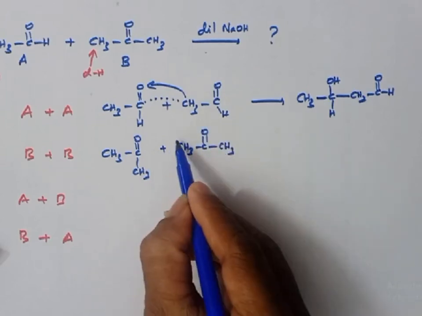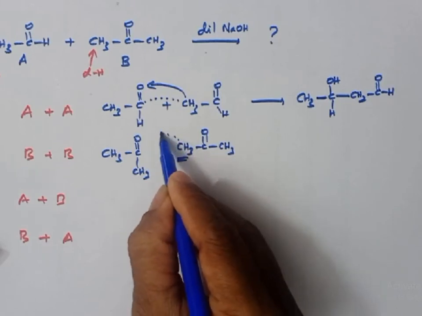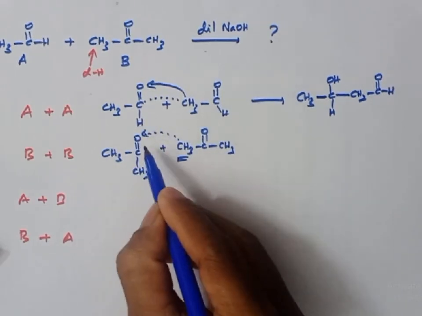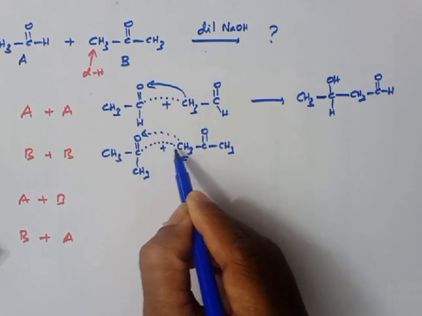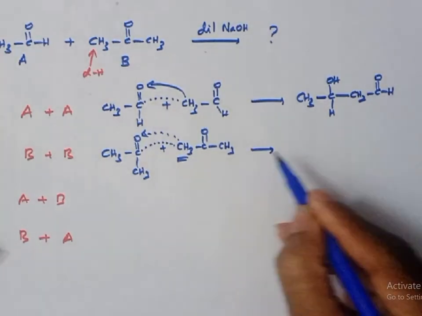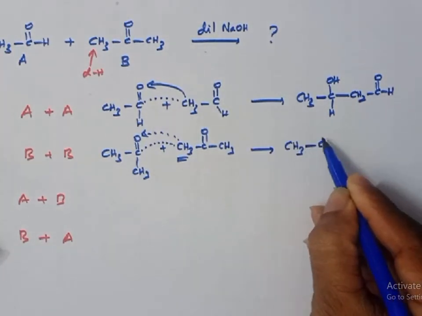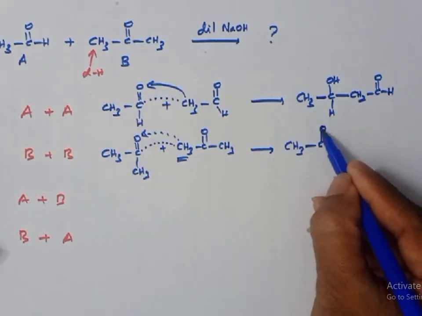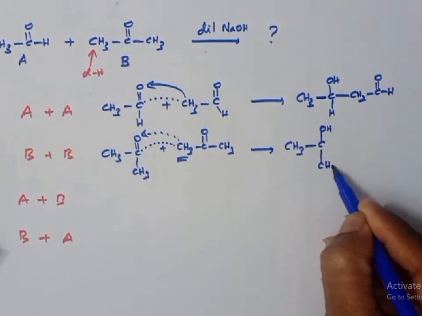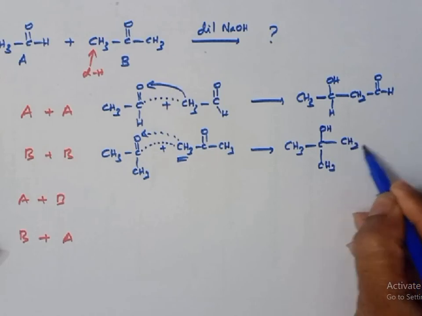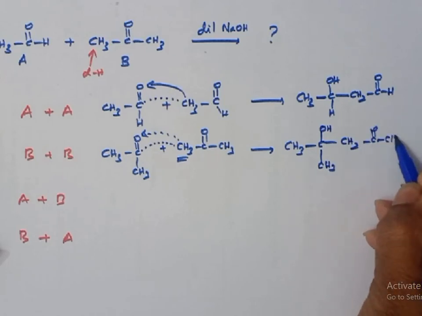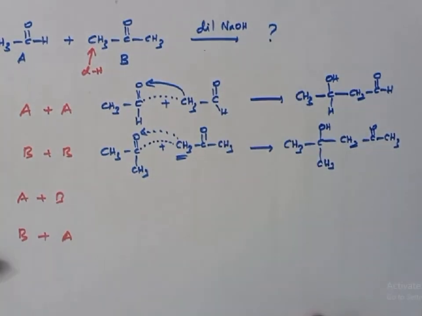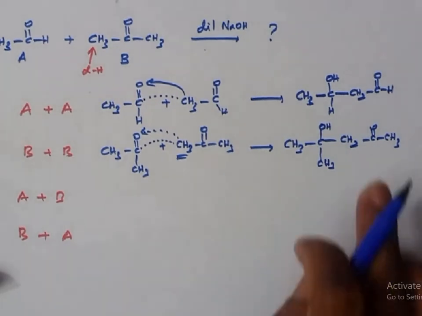What will happen? From this alpha carbon, you transfer one hydrogen to the oxygen and then connect the carbonyl carbon with the alpha carbon. So what we get is CH3, C, make this double bond a single bond, put an OH group, CH3, CH2, CO, CH3. You'll get this product. This is another possible product. This is also an aldol product.